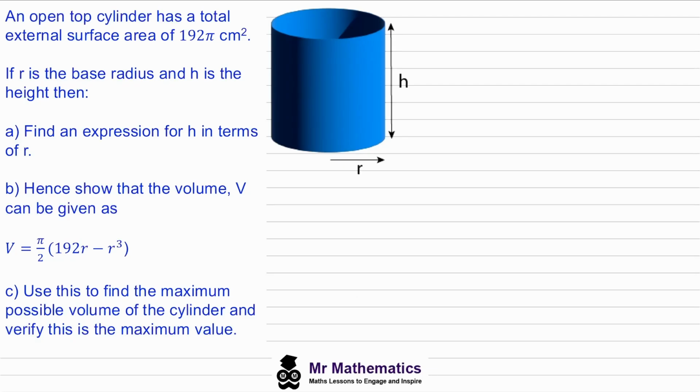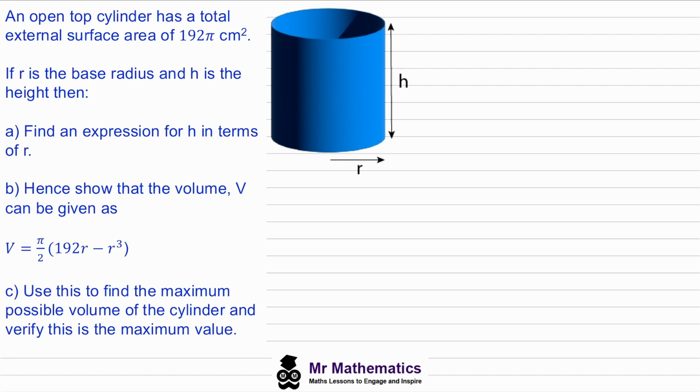Hi everybody. So in this video, we're going to look at how we can model real-life situations using differentiation. We're told that an open top cylinder has a total external surface area of 192 pi centimeters squared. If r is the base radius and h is the height, find an expression for h in terms of r.